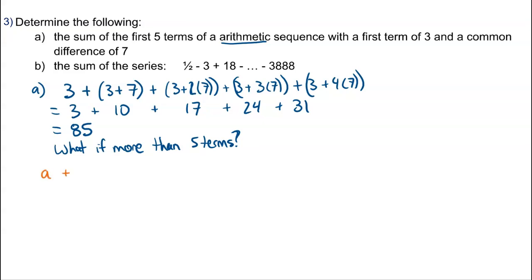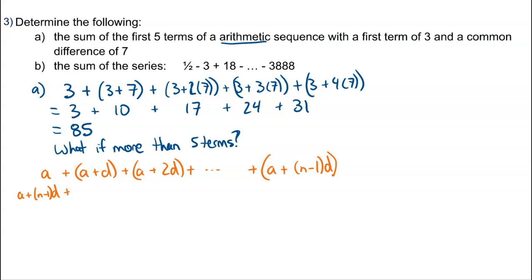The first thing to notice is that we could set up a general equation for this. It's really saying the a term, that's the starting term, plus the a plus the difference term. The third term is a plus twice the difference term, all the way to the very end when we have a plus the difference term times n minus 1. So if I have 50 terms, I have 49 difference values I've added to that, for example. So if I write that out like so, that's a sum of a sequence like so.